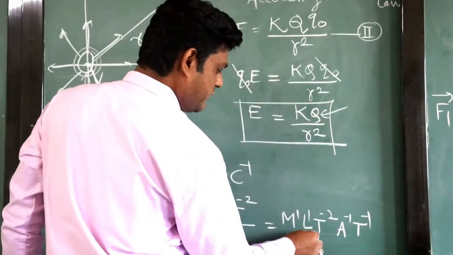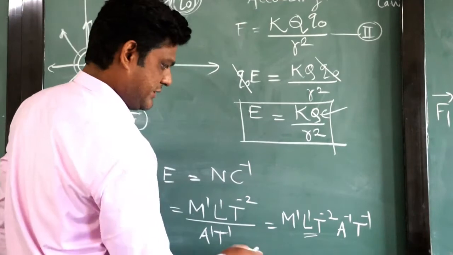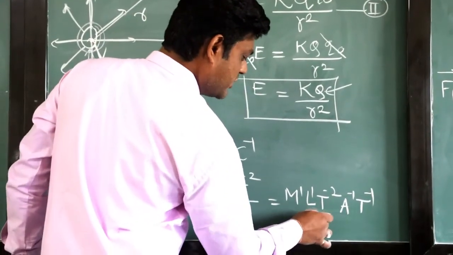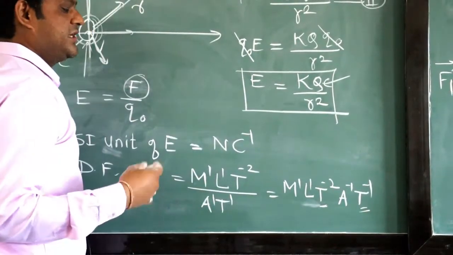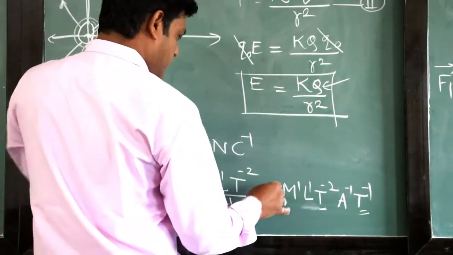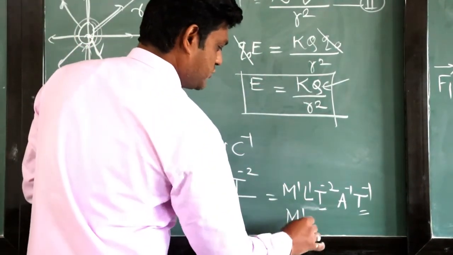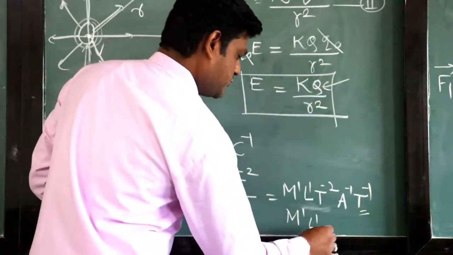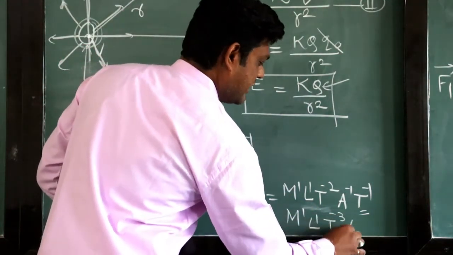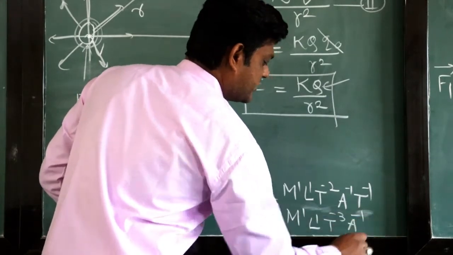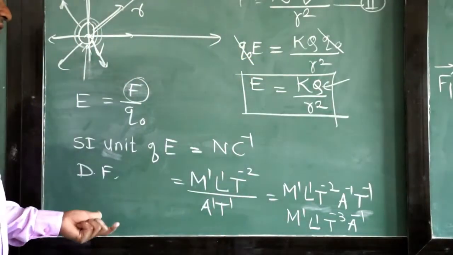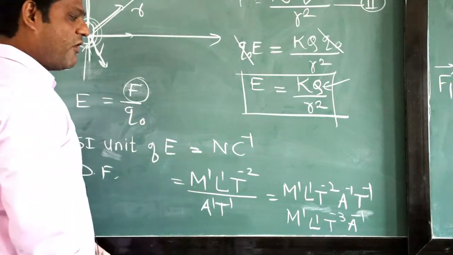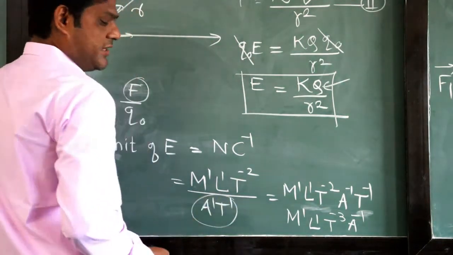So here L^1, and what is that, T^-2 and T^-1 becomes T^-3. So see, M^1 L^1 T^-3 and A^-1 is the dimensional formula for electric field in the form of A and T.